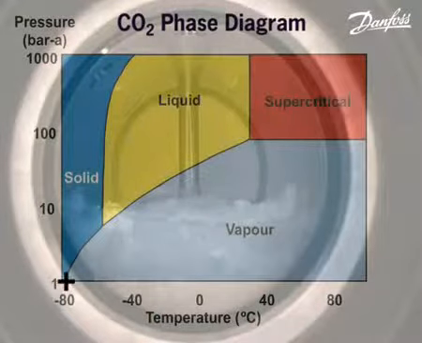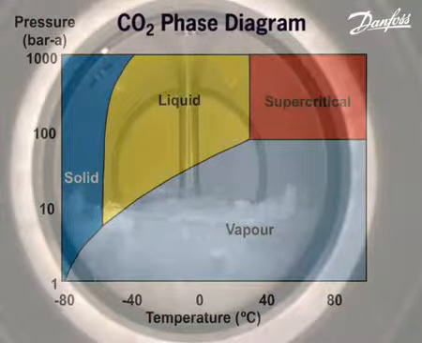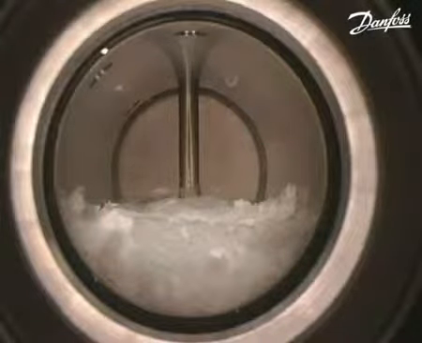Solid CO2 is also known as dry ice. It has a surface temperature of minus 78.4 degrees C at standard atmospheric pressure. The pressure inside the cell is now approximately equal to the surrounding atmosphere of 1 bar absolute.